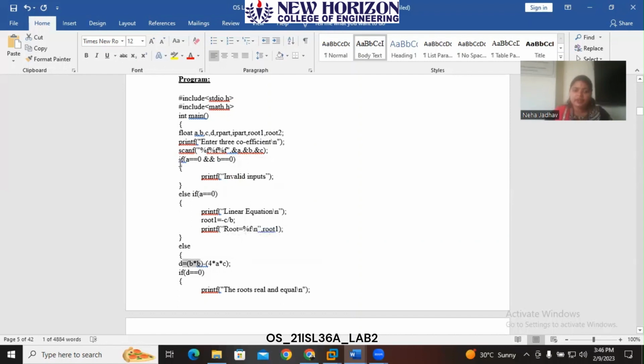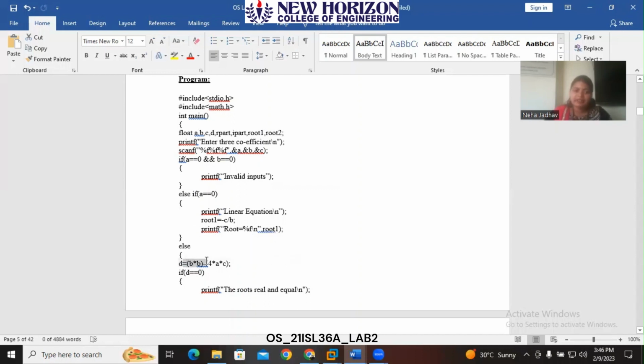Here we are going to use an if else ladder to solve this particular program. In the next else we are writing the formula d equals b into b minus 4 into a into c. To find the roots, we have the formula b square minus 4ac, which I am storing in a variable d because we need b square minus 4ac again and again. So if we find d here, we can use it anywhere.